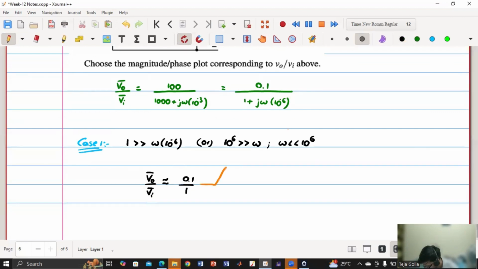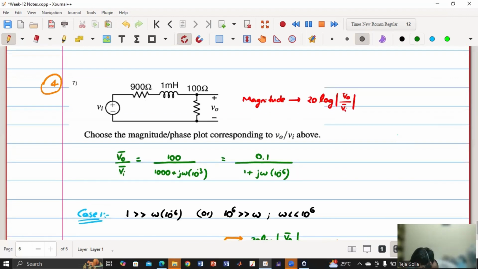Now what is the magnitude in 20 log and what is the phase? We have to calculate 20 log V naught phasor by Vi phasor. Tell me the value of 20 log 0.1. Phase is simple, it is 0 degrees because it is only the real part. What will be the magnitude? 20 log 0.1 is minus 20. The units are in dB. So it is minus 20 dB.